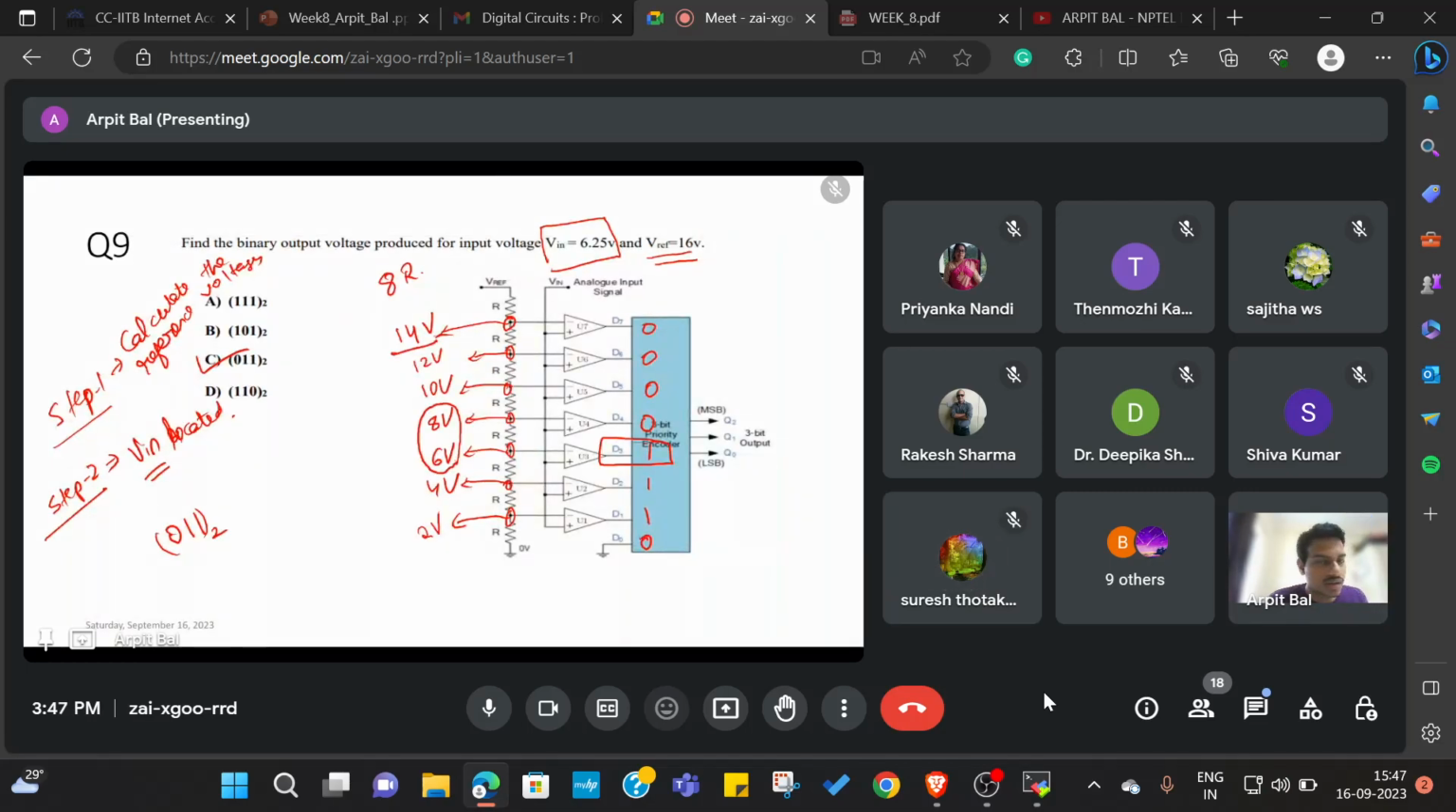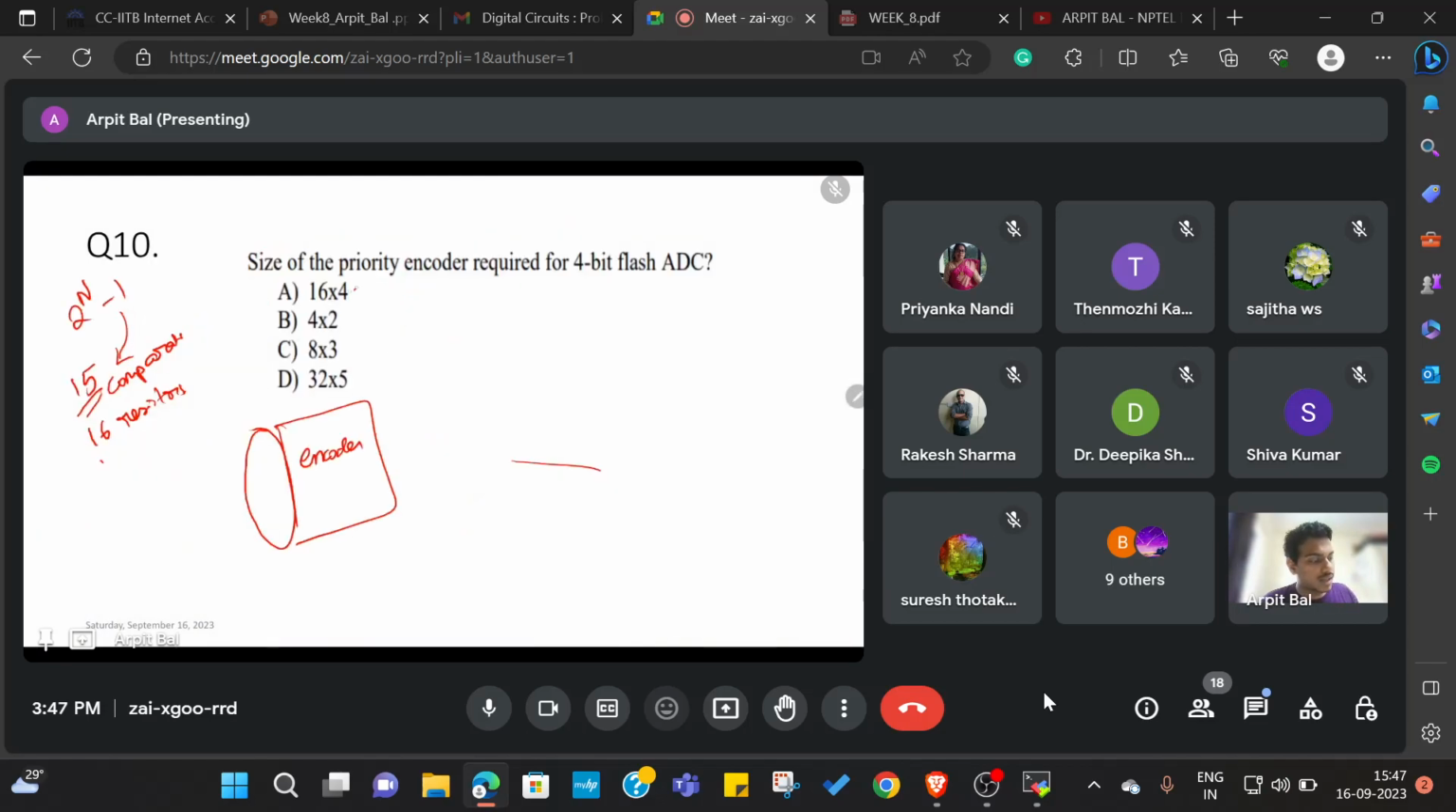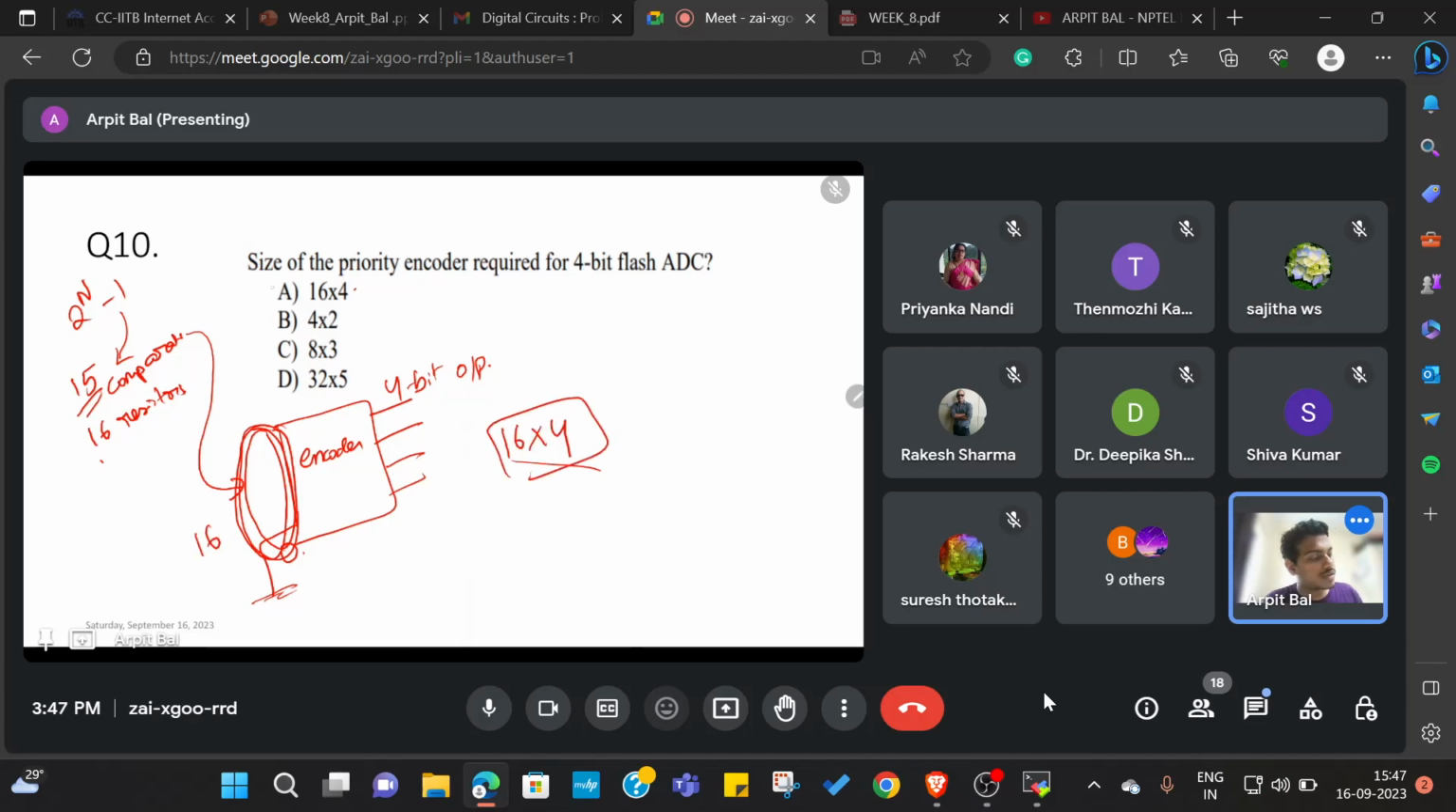16 by 4. Correct. So the answer is correct. But what should be the input dimension here? Correct. Because one of the bits is going to be anyways 0 and the rest we have output from 15 comparators. So total inputs needed is 16. Okay, and it is given to us that it is a 4-bit flash. So the output is going to be 4-bit, right? So the answer is 16 cross 4. Is this clear? Yes. Okay.